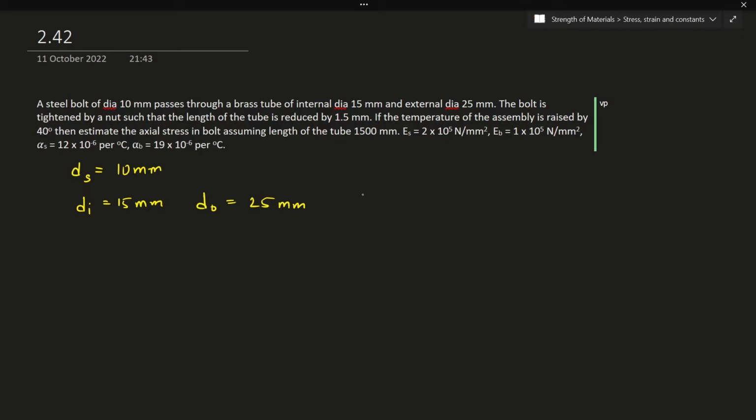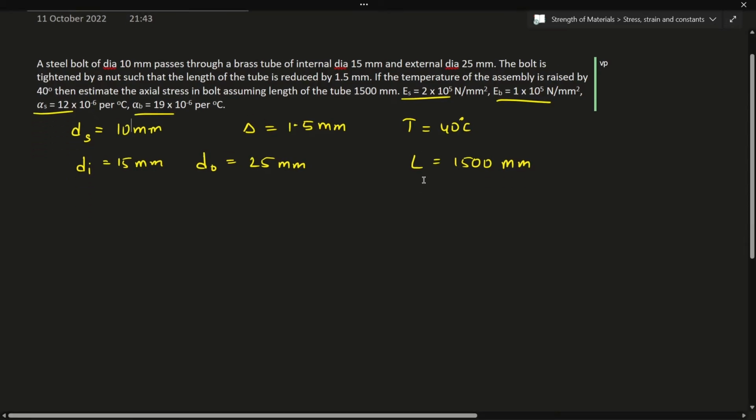Right, so the bolt is tightened by a nut such that the length of the tube is reduced by delta, given as 1.5 mm. If the temperature of the assembly is raised by 40 degrees Celsius, T is 40 degrees Celsius, then estimate the axial stress in the bolt, assuming the length of the tube L is given as 1500 mm. So they have also given ES and EB, alpha S and alpha B. Right, so with all this prior data, let me solve the problem here.